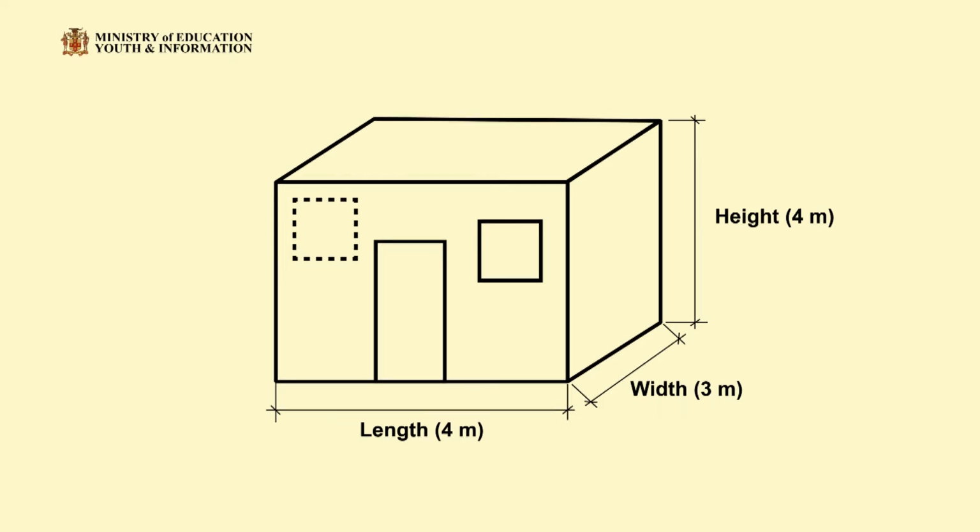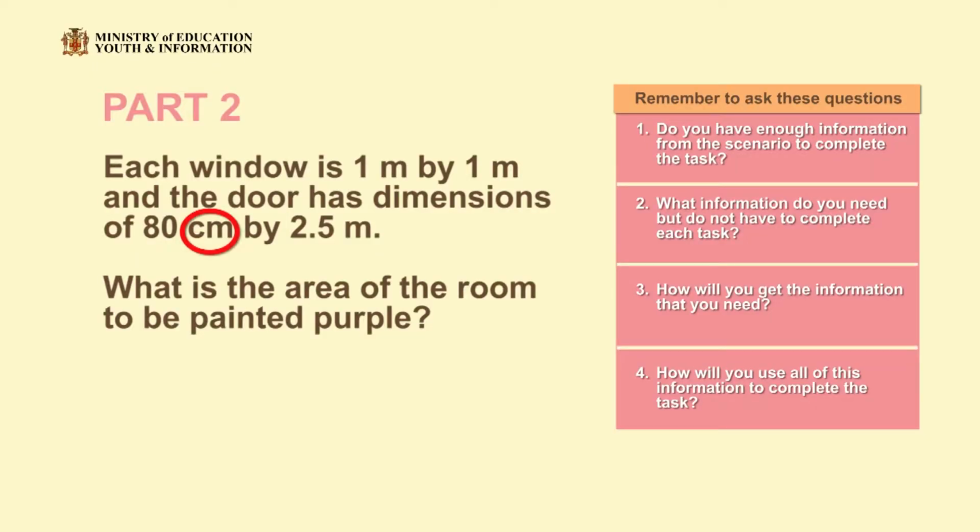Now for part 2. Each window is 1 meter by 1 meter, and the door has dimensions of 80 centimeters by 2.5 meters. What is the area of the room to be painted purple? What information do you need but do not have to complete this task? You have the dimensions of each surface to be painted. However, you would also need to know which surface is to be painted purple.